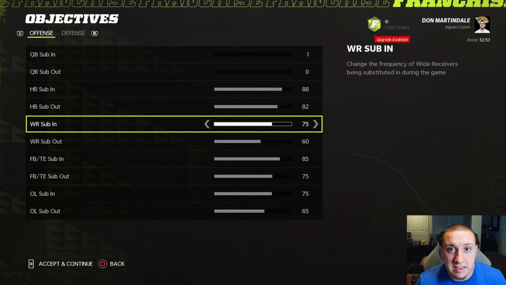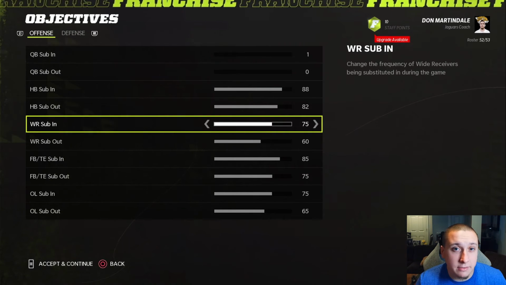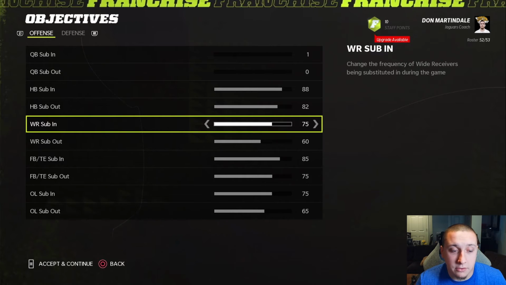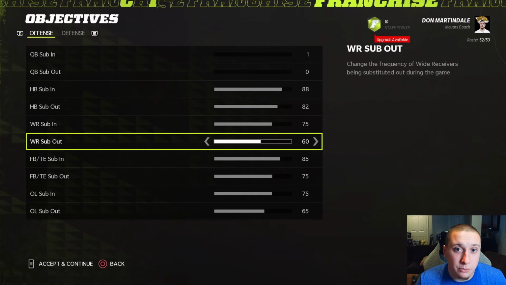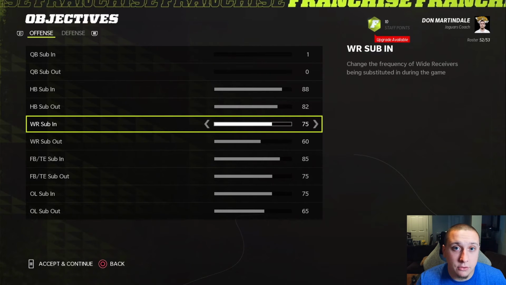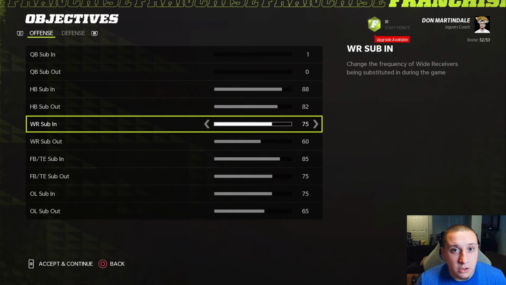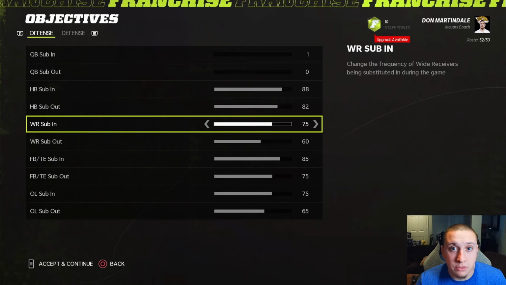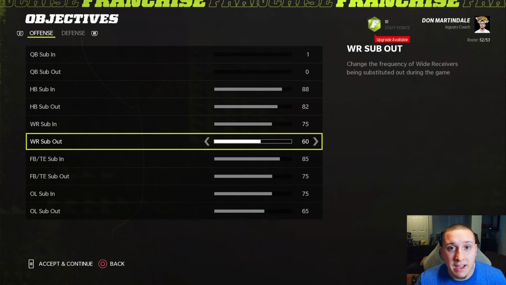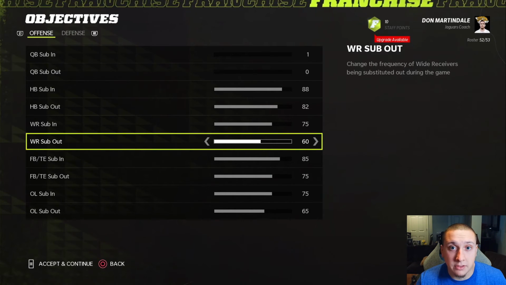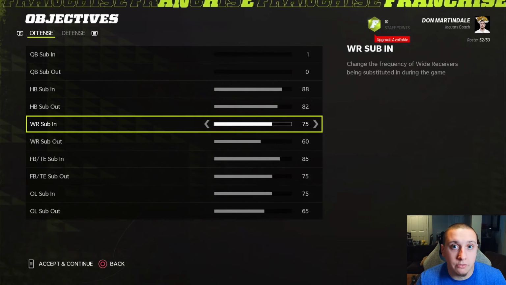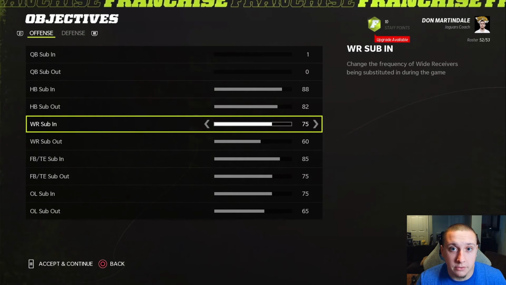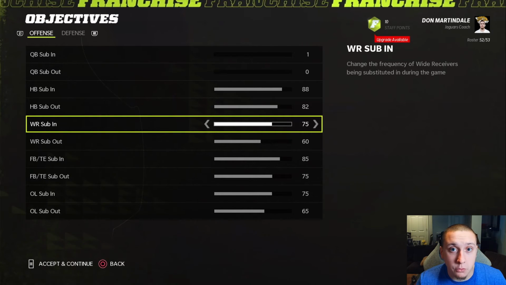Their stamina and fatigue level goes down significantly slower than most other positions as well. So we're going to have wide receivers sub out if they get their stamina down to a 60 and sub back in if they get to a 75. Now, that's not going to allow for a whole lot of rotation with your wide receivers, but I've had the most issues with my receivers coming off the field and not going back into the game. This has solved my issue with wide receivers not staying out there on the field when I need them.